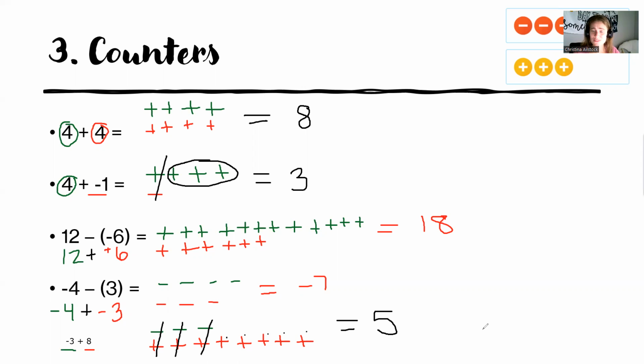All right, I hope this video was helpful, guys, to make adding and subtracting integers a little bit more clear to you. It will take some practice, but go back and find the section of the video that was the strategy that was your favorite. Rewatch it if you need to so you can use that strategy and get really good at adding and subtracting integers. Bye.